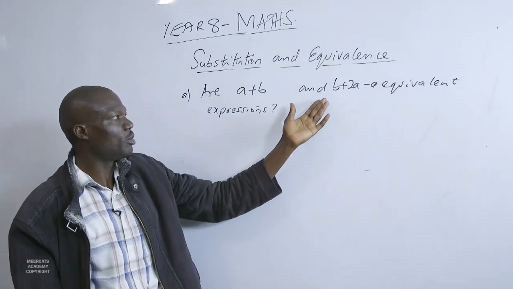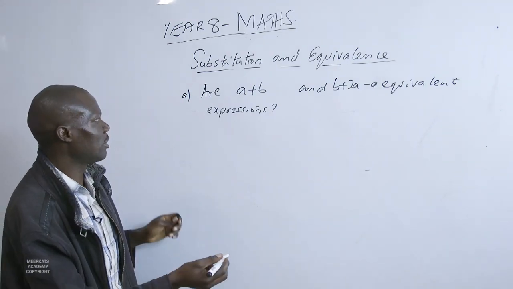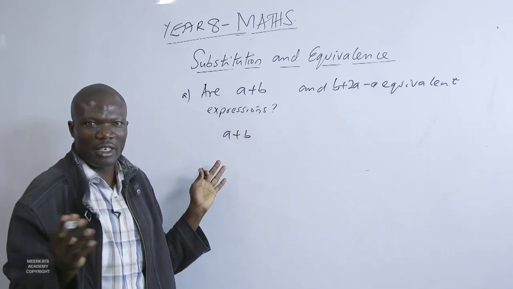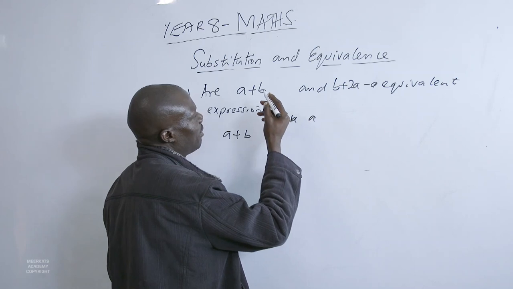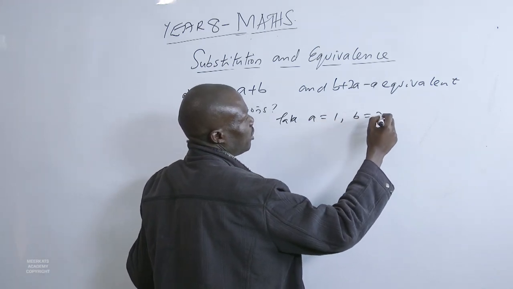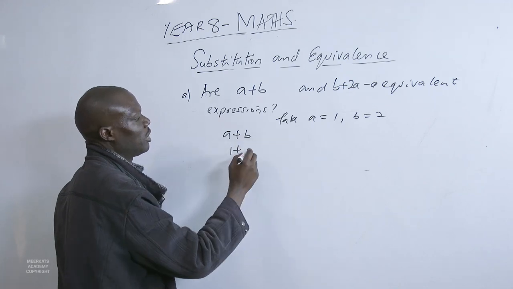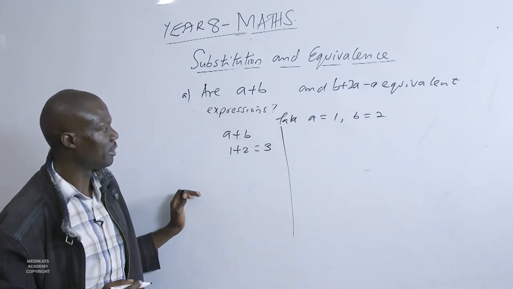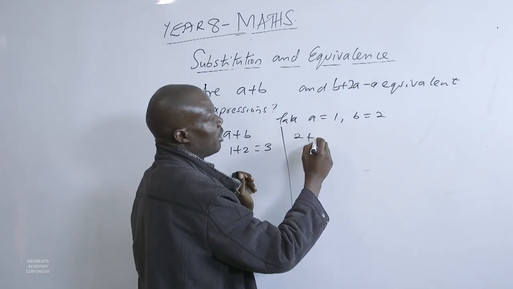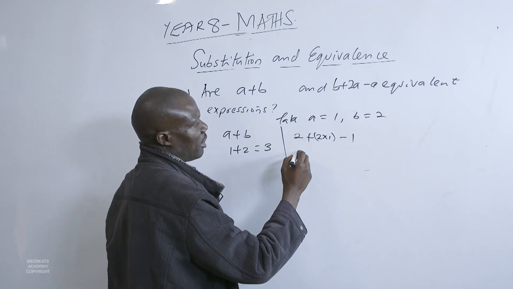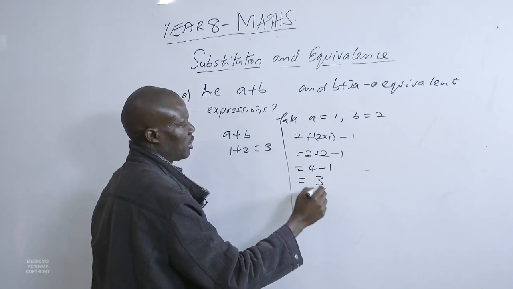Are a plus b and b plus 2a minus a equivalent expressions? Let's see. Look at that. A plus b. Let us assign values: a is 1 and b is 2. On the left hand side, a is 1 plus b is 2, this will get 3. On the other side, b is 2 plus 2a is 2 times 1, and then minus a, which is 1. This will give us 2 plus 2 minus 1, which is 4 minus 1, which equals 3. So this is 3, that is 3.